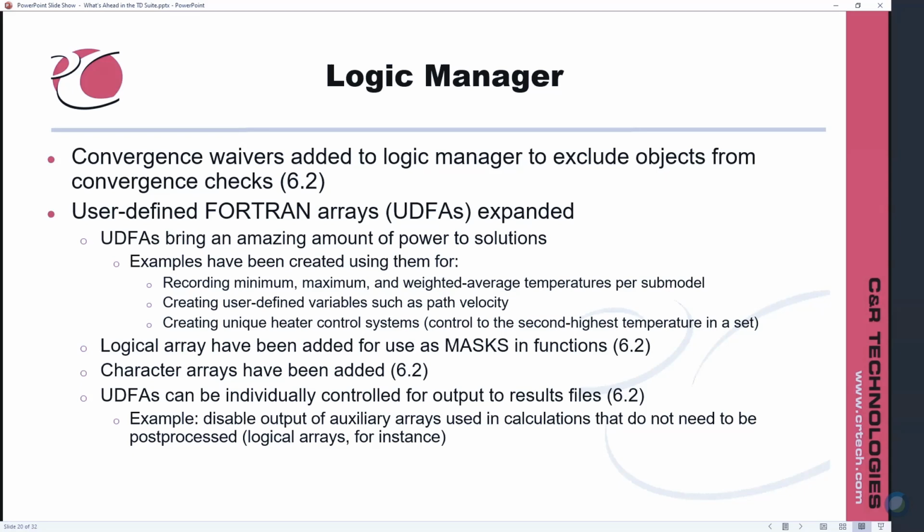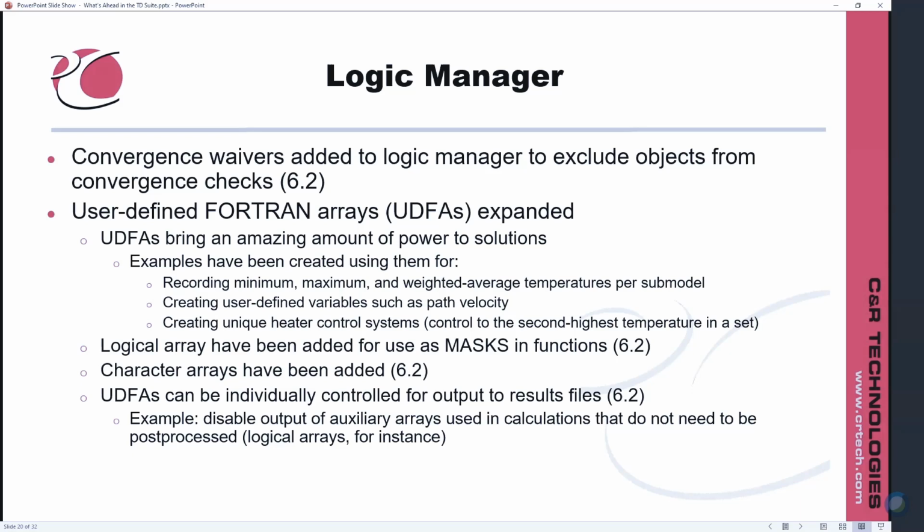Within the logic manager, we've actually added in convergence waivers so that you can exclude objects from convergence checks. So if you have a system that is not converging well, but it's because of one part that you know will never converge, such as a specific heater or something like that, then you can exclude that from your convergence check.